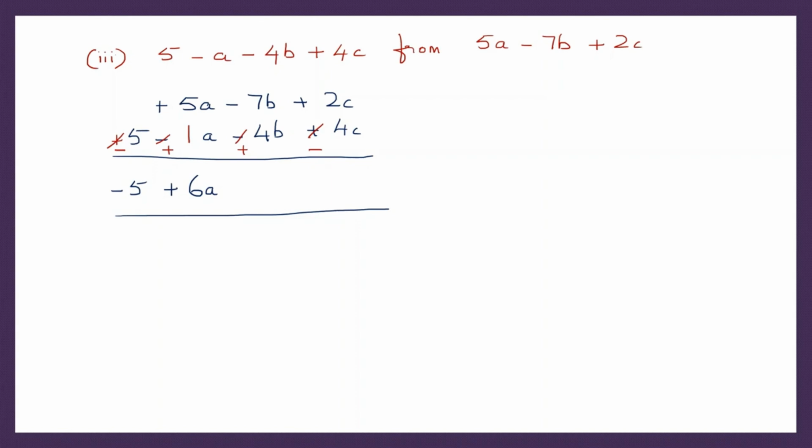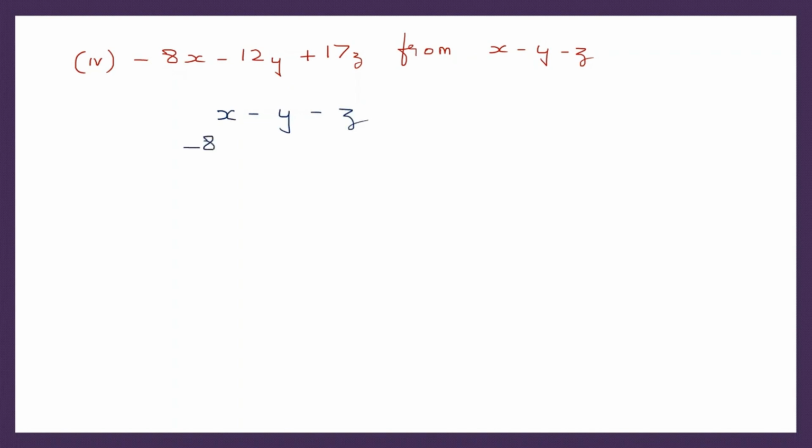Let's go to the next one. We have a minus sign and a plus sign. Signs are different. So let's put the sign of the bigger number and subtract. 7 minus 4 is 3 and put b. Go to the third column. We have plus 2 minus 4. So put the sign of the bigger number, that's minus, and subtract. 4 minus 2 is 2c. So our answer is minus 5 plus 6a minus 3b minus 2c.